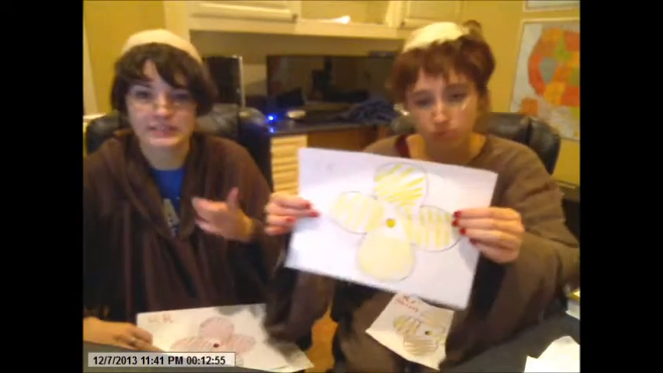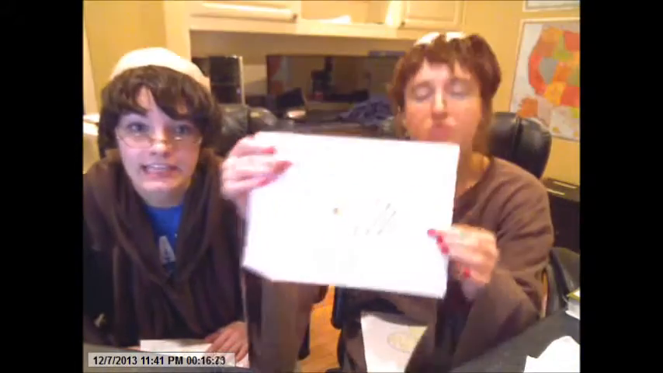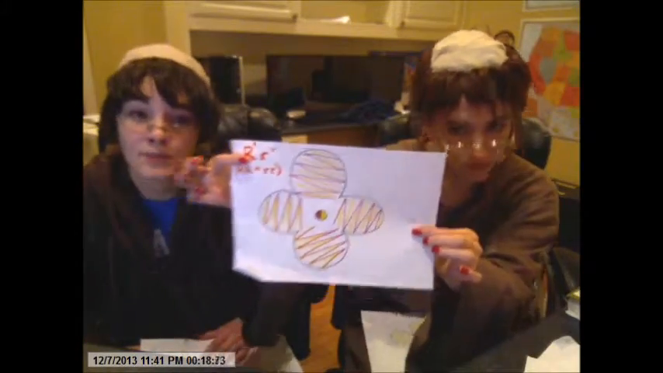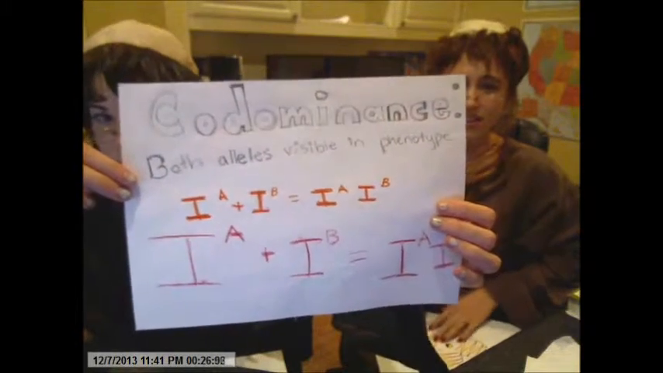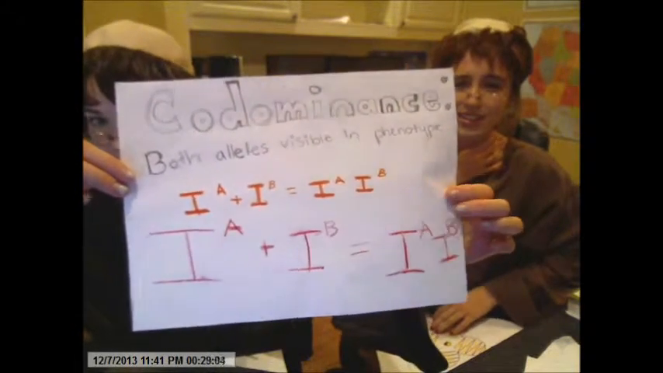Codominance occurs when both alleles are visible in the phenotype of the F1 generation. For instance, we cross a dominant red flower with a dominant yellow flower, and we get a striped red and yellow flower. And the example of codominance is blood. In blood, we have the allele IA combined with IB, you get allele IA-IB.